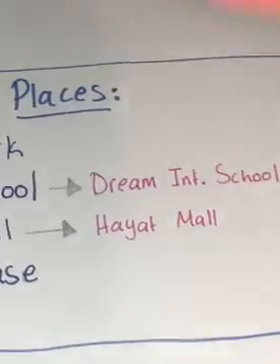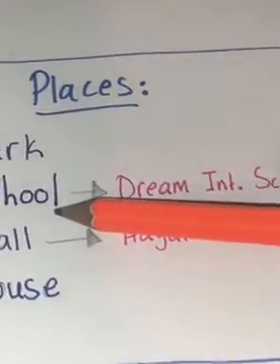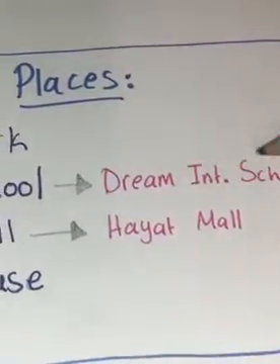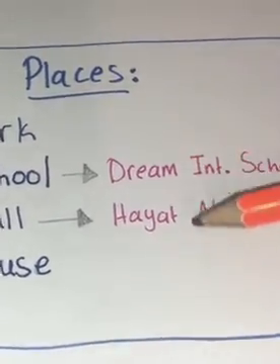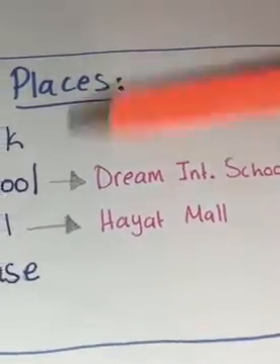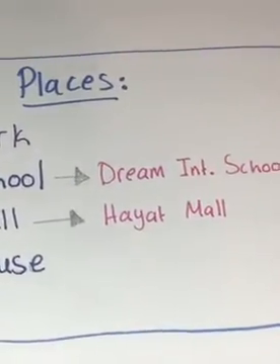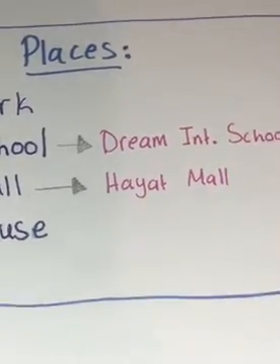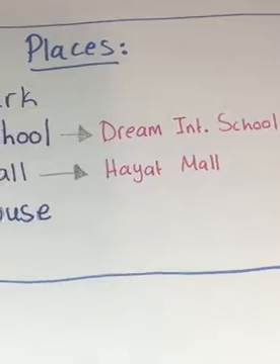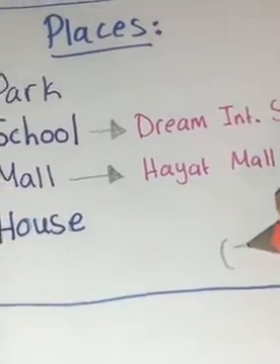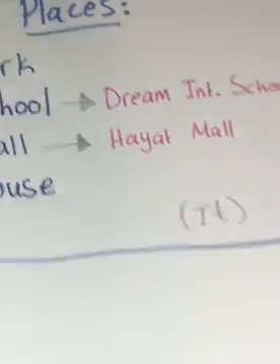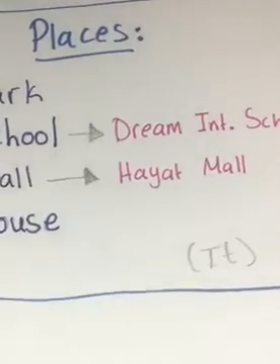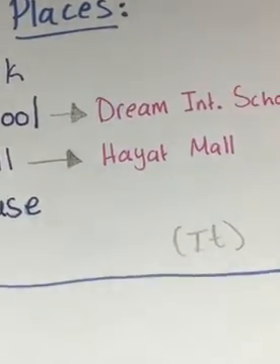If we are talking about one park, or one school, or one mall, or one house, here Dream International School is one school, Hayat Mall is one mall. So, if these came in a sentence and they are only one, what do we use? What pronoun could we use? We should use the pronoun it also, like when we are talking about one animal, okay? We use it when we are talking about one place too.